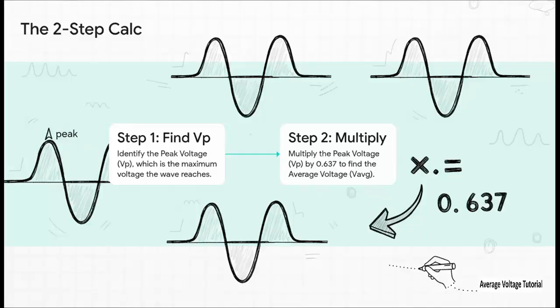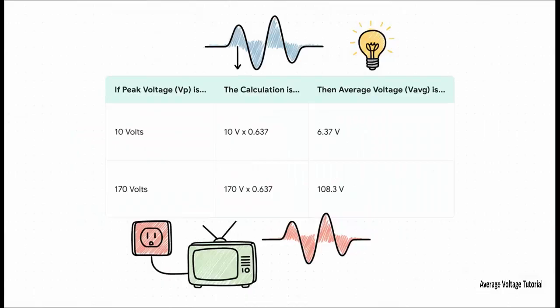So the whole process is literally just 2 steps. First, you find the highest voltage the wave gets to. We call that the peak voltage. Then you just multiply that peak number by 0.637, and boom, you're done. Let's run the numbers on a couple of examples so you can see it in action. Let's say you've got a small signal that peaks at 10 volts. Easy. You just multiply 10 by 0.637, and you get an average of 6.37 volts. Now, what about a US wall outlet? It actually peaks at around 170 volts. So 170 times 0.637 gives us an average voltage of about 108.3 volts.